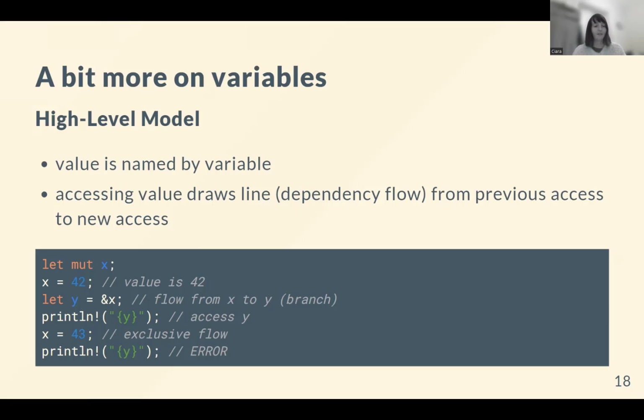If we then set x to 43 because it was mutable, we are going to get an error if we try and access y again, because we've drawn an access line from this print line of y back to where we originally got it, and that's crossing our mutable access. So it's a slightly interesting model.